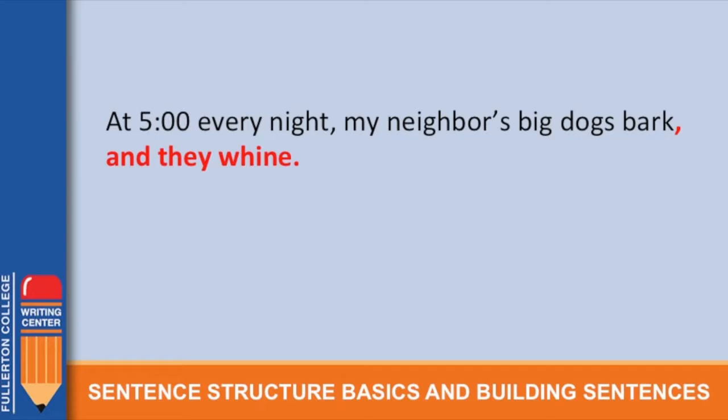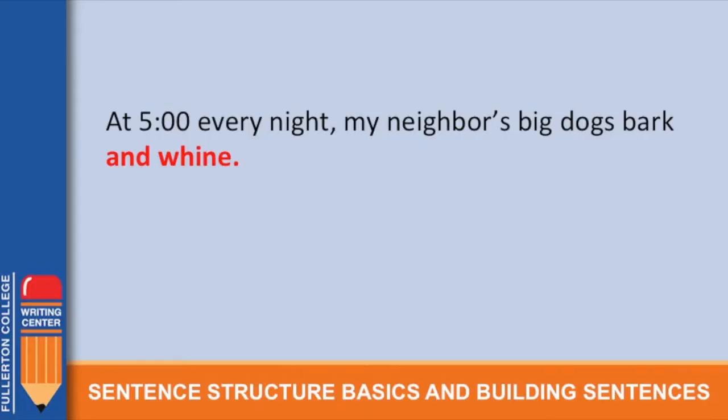However, because my neighbor's big dogs are the subject of both of the sentences, it's not necessary to repeat the subject in the second one. In this case, the sentence would look like this and wouldn't need the comma. At 5 o'clock every night, my neighbor's big dogs bark and whine.